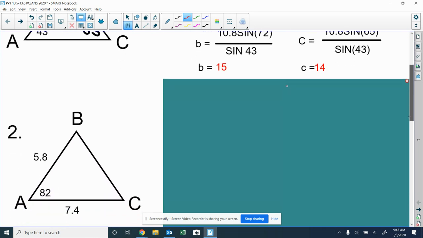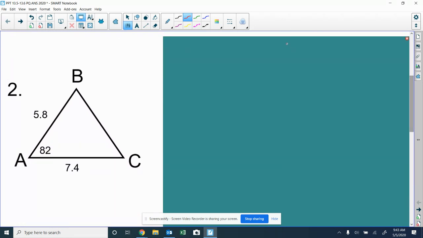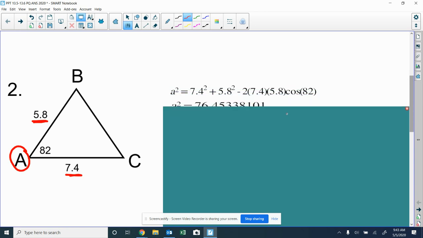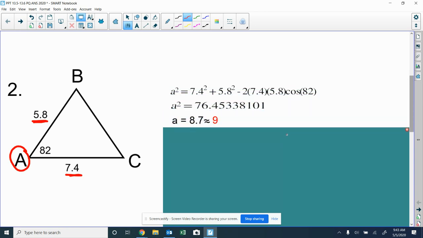Now, number 2 is a little different. We have side C right here. We have side B, and we have angle A. So we have the old sandwich. When you have this, you're going to have to use the law of cosines, okay? Be real careful how you put stuff in. Watch your brackets. And make sure, again, you're in degree mode. You're solving for side A.